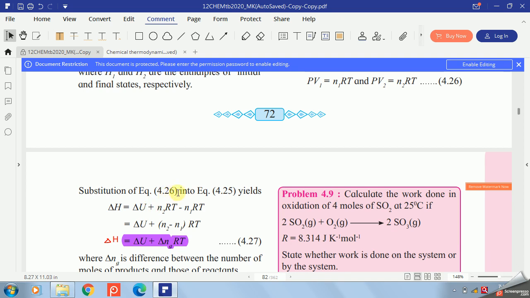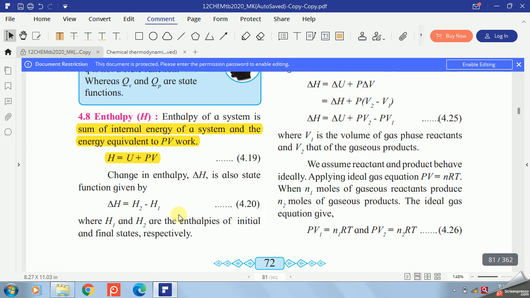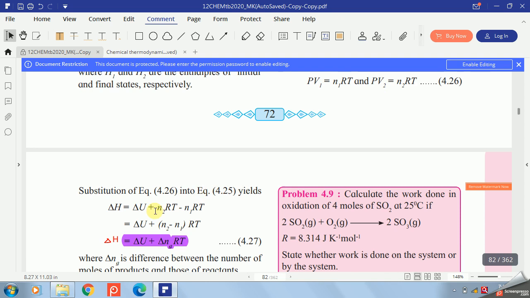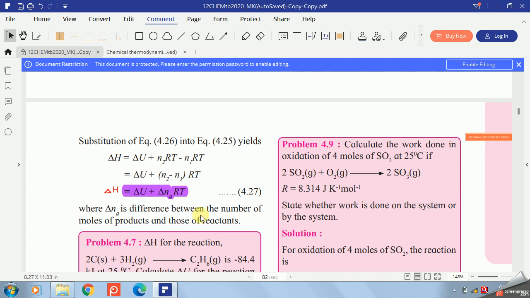Now substituting equation 4.26 in the previous equation, what do we get? The previous equation is delta H is equal to delta U plus PV2 minus PV1. Substituting these values, delta H is equal to delta U plus N2RT minus N1RT. RT is the same, so delta U plus (N2 minus N1)RT, and this is the change in number of moles, final minus initial. So it gives delta Ng, where delta Ng is the difference between the number of moles of products and those of reactants. So what is your final equation? Delta H is equal to delta U plus delta Ng RT.